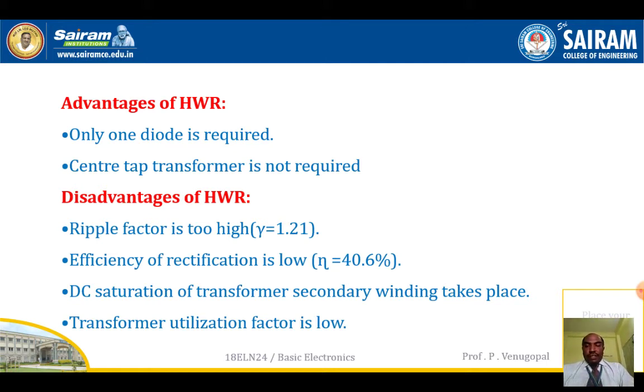Disadvantages of the half wave rectifier. The ripple factor is too high: gamma is equal to 1.21. The efficiency of rectification is low, only 40.6%. You will be watching the derivation of the ripple factor and the efficiency of rectification in the next session. One more disadvantage is DC saturation of the transformer secondary winding, and the transformer utilization factor of the half wave rectifier is low.